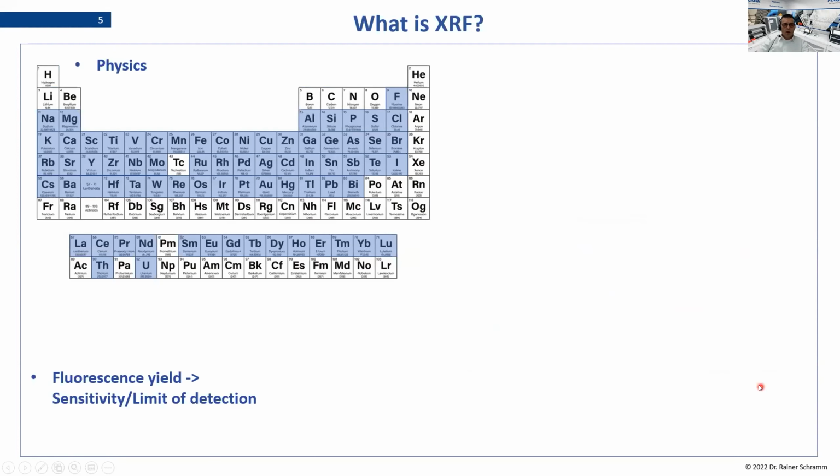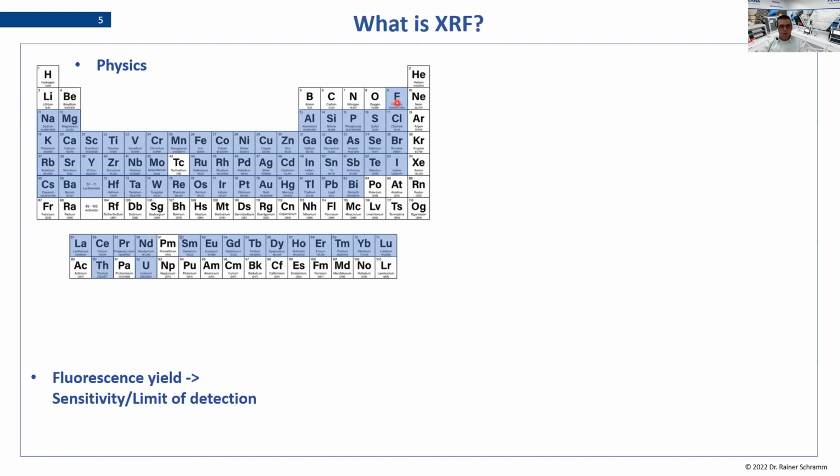If we look at the periodic table, the elements for which we can create X-ray fluorescence are normally in the range of fluorine to uranium. There are elements like hydrogen and lithium we cannot measure in XRF, but starting with beryllium, there are possibilities. However, you need a special instrument, a special installation for that. That's why a typical instrument starts with fluorine.